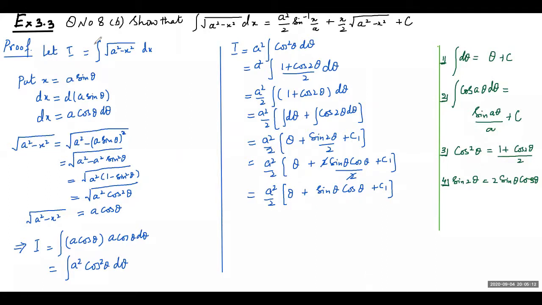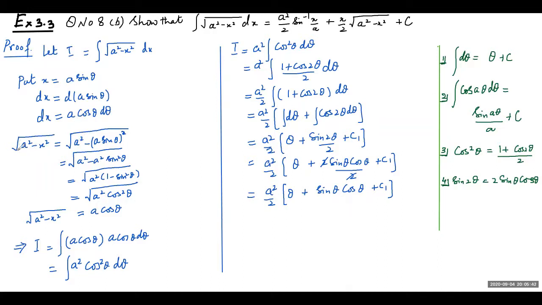Let I equal the integral of square root a square minus x square dx. We are going to make a substitution. Put x equals a sine theta. Take differential on both sides. So we get dx equals a cos theta d theta. The differential of a sine theta is a cos theta d theta, that is the derivative of a sine theta into d theta. So we get the value of dx equals a cos theta d theta.